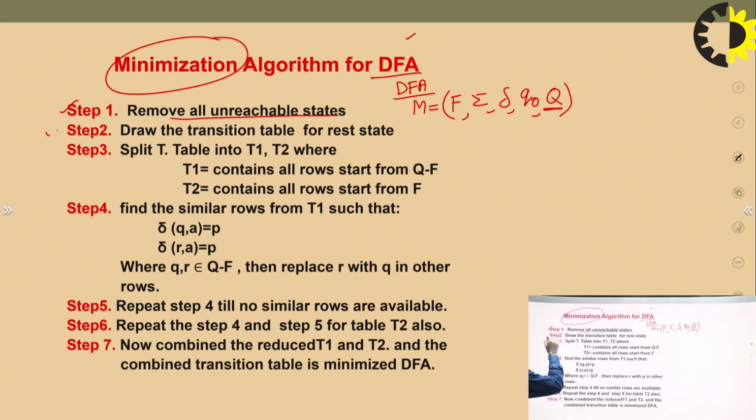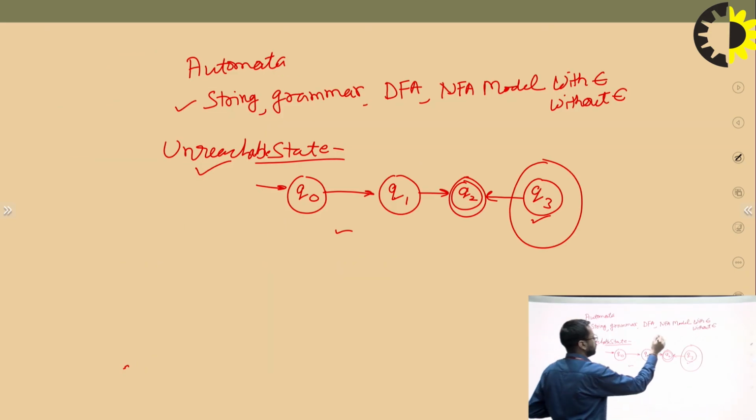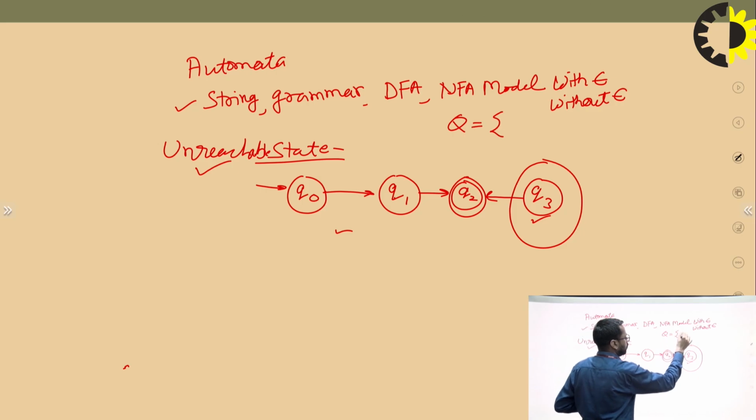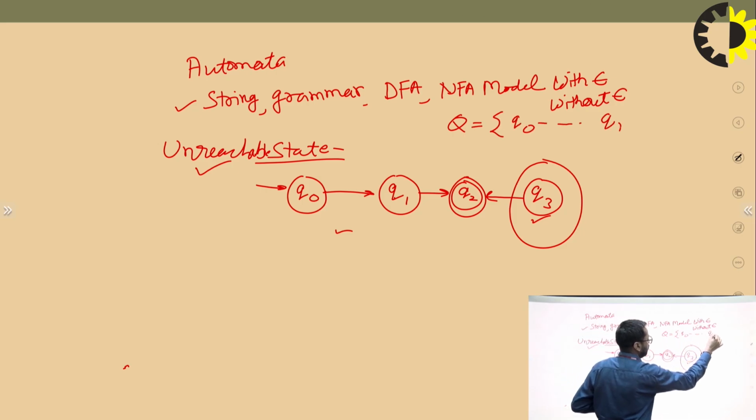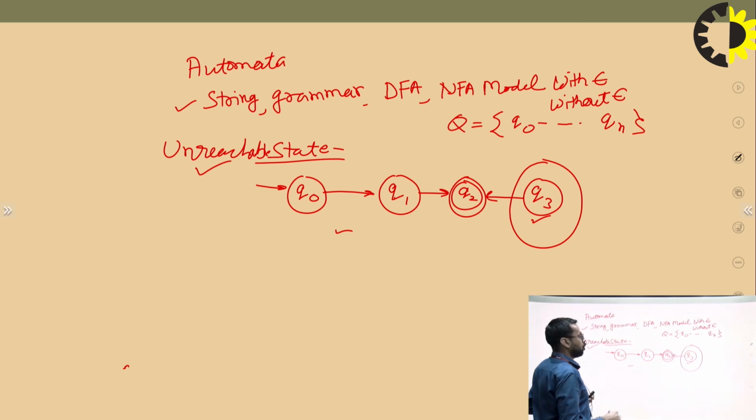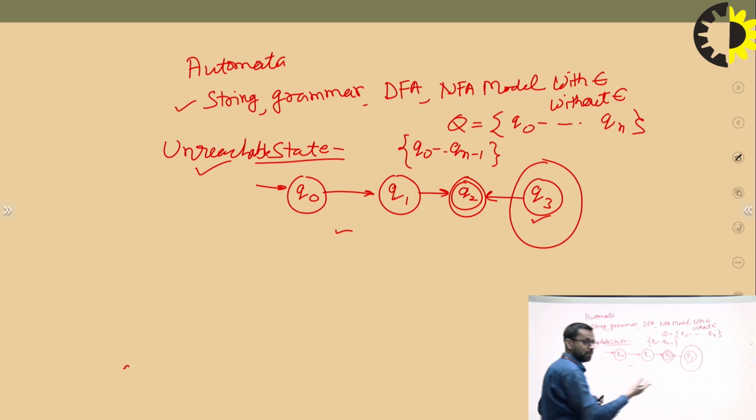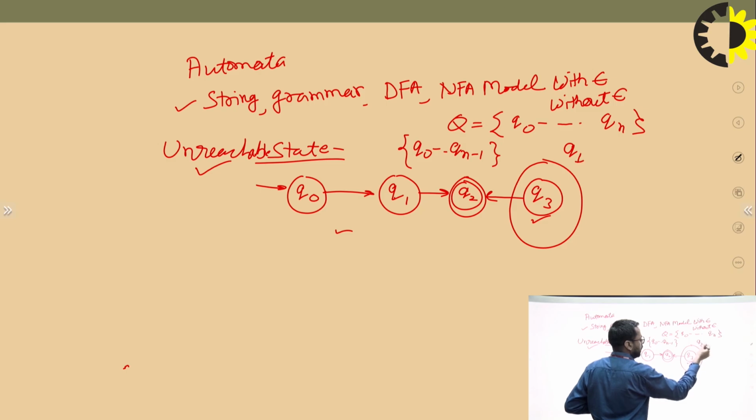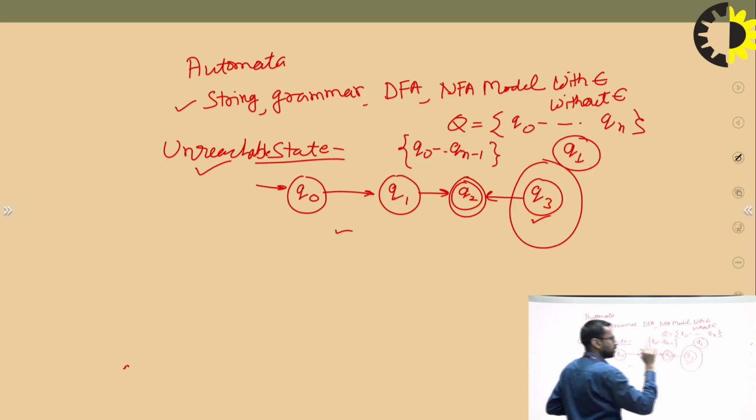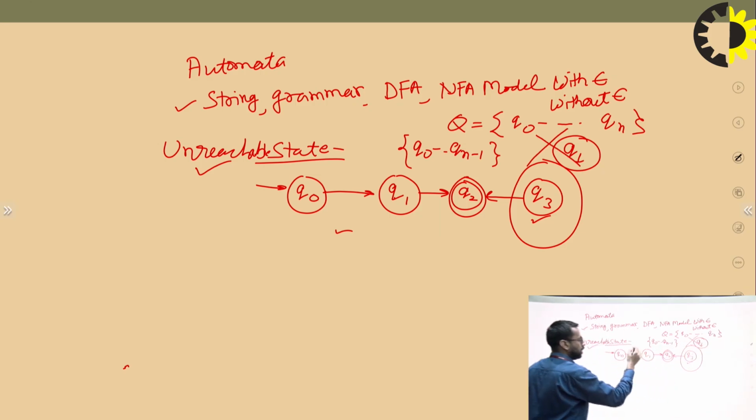The second step will be to draw the transition table for the remaining states. Let's suppose there are states Q naught to Qn in total. So we design the transition table for Q naught to Qn minus 1 states. If in the case one state, Q1 or any other, let's suppose Q1 is the unreachable state, then we eliminate Q1 from the transition table and generate the transition table of the remaining states.